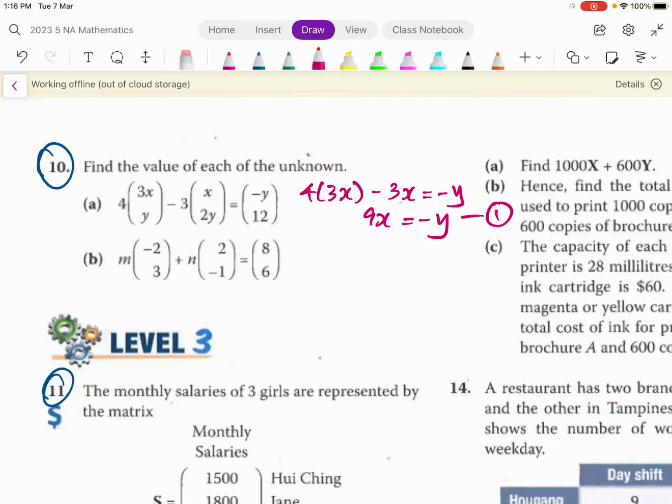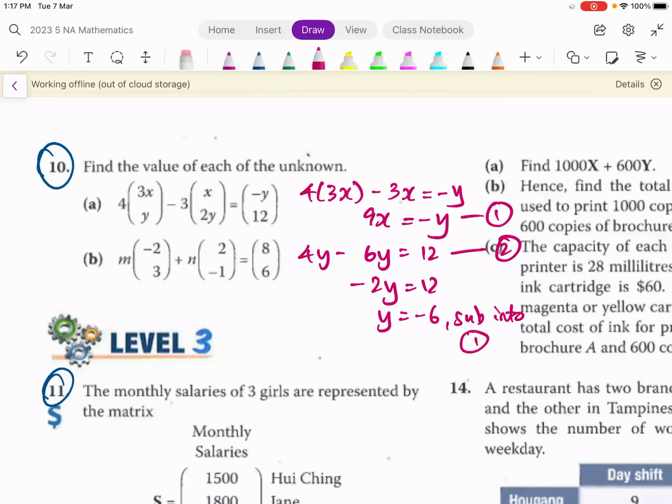So you see that it looks like simultaneous equations already. And then second equation, 4 times of y minus 6y is 12. This is my equation number 2. So I work from equation number 2, -2y is 12, y is -6. Sub into 1. Okay, so substitute into 1, 9x is -6. x must be 2/3. Is the answer correct? Okay, so that was 10a.